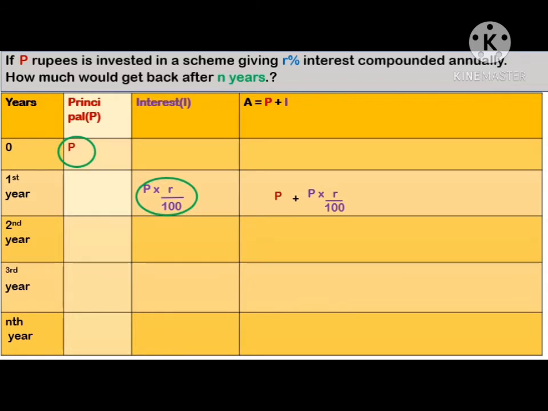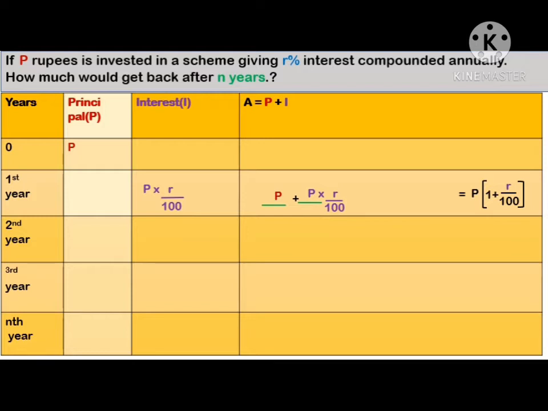See children, here P is common for both terms. So let us take P outside. And you can see 1 is left behind in the first term and R by 100 is left in the second term. So we can write it as P into (1 plus R by 100). This is the amount at the end of the first year.